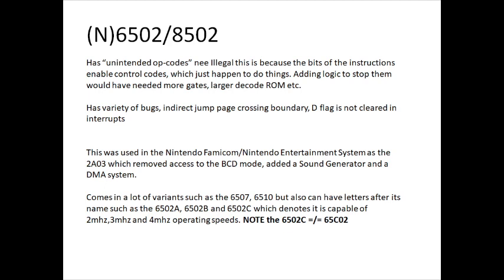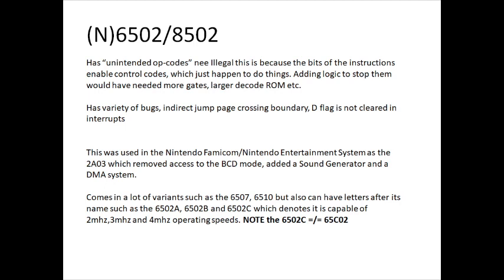It's also worth noting there is a pile of variations of the 6502, the 6503, the 6504, the 6505, 6, 7, which was used in the Atari VCS or 2600, the 6510, the 6501/1. There's lots of them. It's also worth noting that there are other versions with letters after the name. So you have the 6502A, the 6502B, and the 6502C.